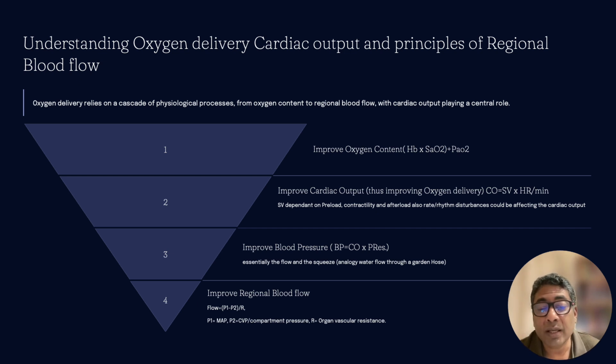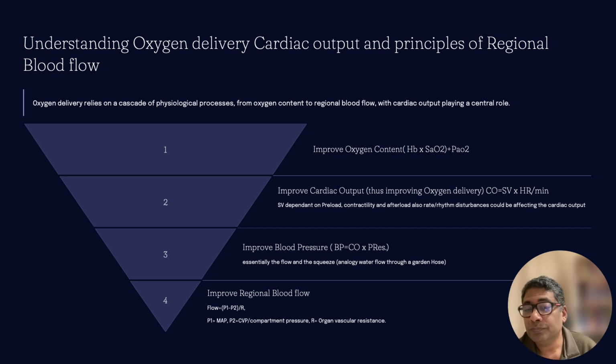Right, and then comes improving regional blood flow. You optimize the oxygen delivery, you optimize the flow or the cardiac output, and you improve the pressure. So you improve the oxygen content, the volume and the flow, and then you have improved the blood pressure. Now, does that guarantee there's flow across the kidney or another organ? No, it doesn't guarantee, because the flow is dependent upon the pressure gradient, P1 minus P2, and inversely related to the resistance. So if the resistance of that organ is high, the flow will be less.